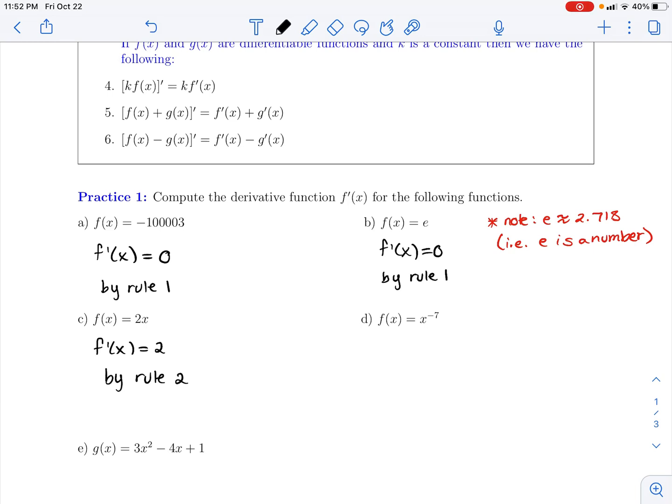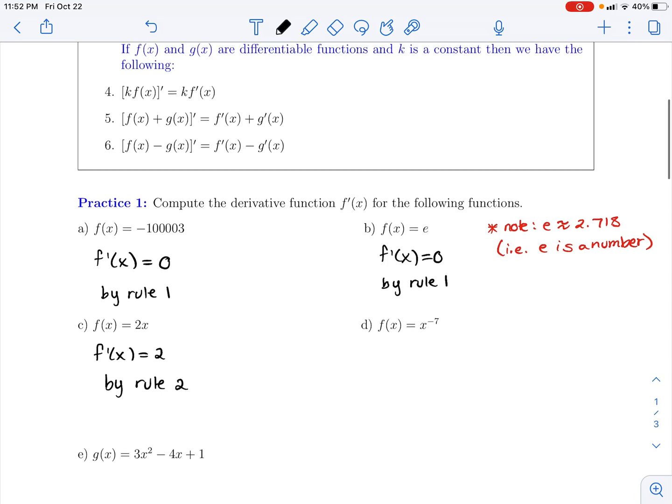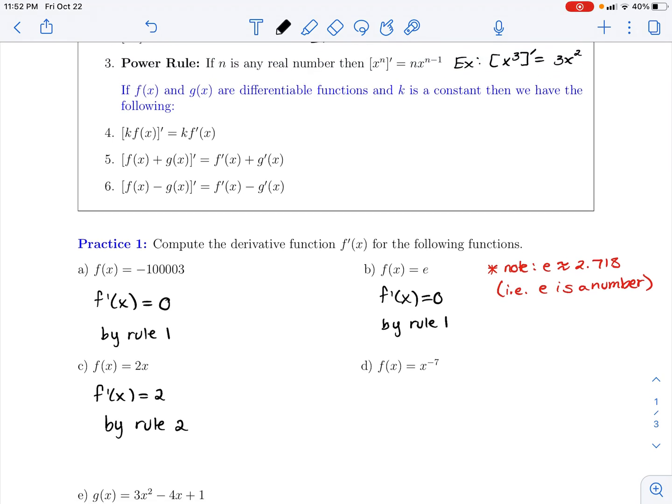Okay, and then what about part D? Well, in part D, I have a power, right? I have x to a power. So this is what we call the power rule, right? So what we're going to do is bring down the power, which is -7, copy the x to -7 minus 1. So this is -7x to the -8.